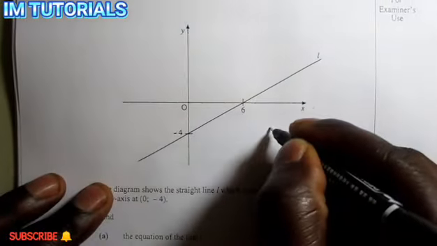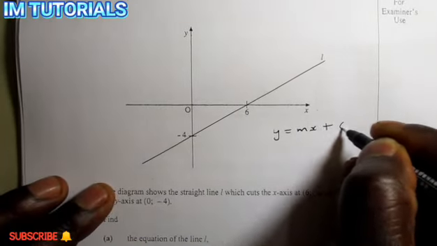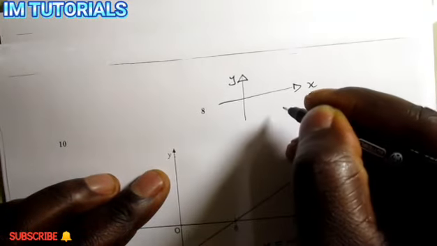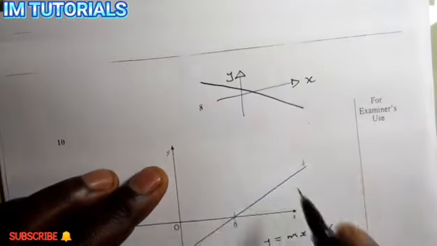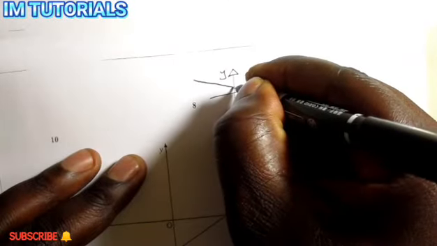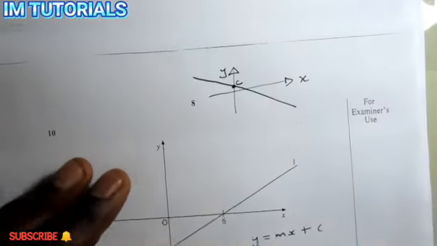So the equation of a straight line is y = mx + c, where m denotes the gradient and c the y-intercept. So what is the y-intercept? If you have a y-axis and x-axis, and a straight line cutting both axes, the point of intersection between the straight line and the y-axis is c, which is the y-intercept.